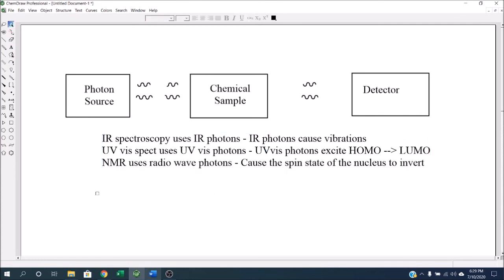But this is kind of a summary of what's going on when we look at all the different types of spectroscopy. If you have some type of photon source, those photons are fired at your chemical sample. The sample will absorb some of those photons, but the rest make it through to the detector. And so all the spectra that we're going to look at involve essentially what's missing, which photons were clipped out of the spectrum, and what does that tell us about the molecule?